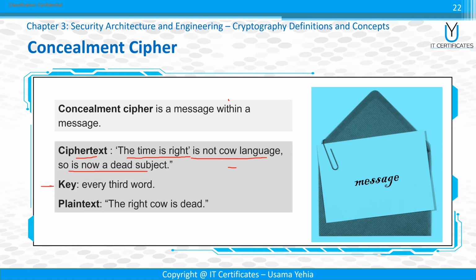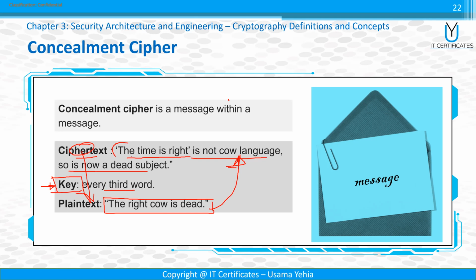But forget about this right now. What is the plain text? The plain text: the right cow is dead. But how can I understand this sentence from this sentence? How can I change this encrypted or cipher text into this plain text? By using the key. What is the key which we agreed about, me and you? We agreed that we will send each other a concealment cipher every 3 words.